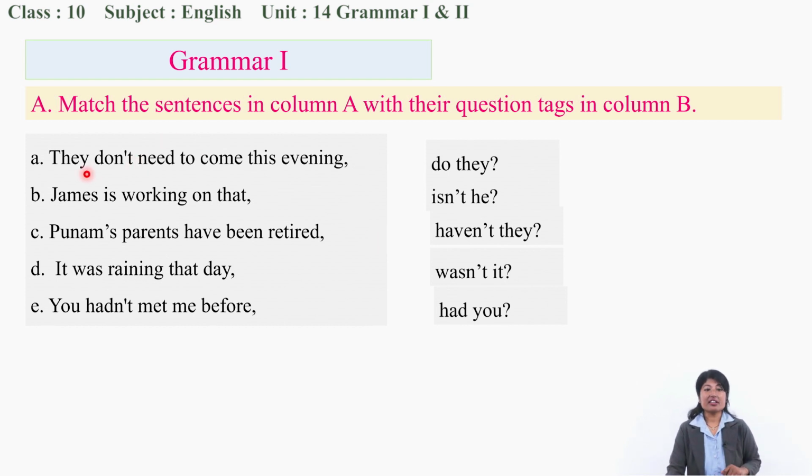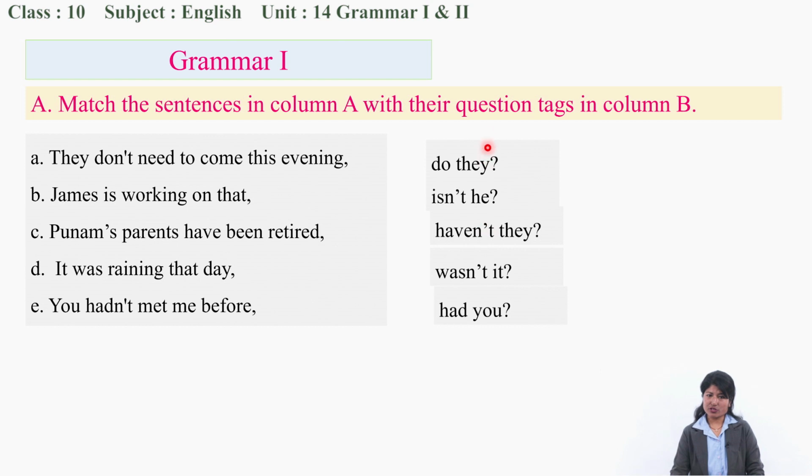Yes, if the statement is negative, like they don't need to come this evening, then what type of tag question is there? Affirmative. Yes, a positive tag is there. Like James is working on that, isn't he? Here is working, isn't, negative. Have been retired, haven't they? Was it raining? Wasn't it? Hadn't met? Had you? You must have noticed these things.